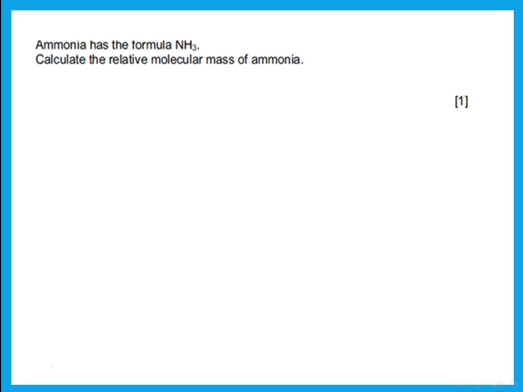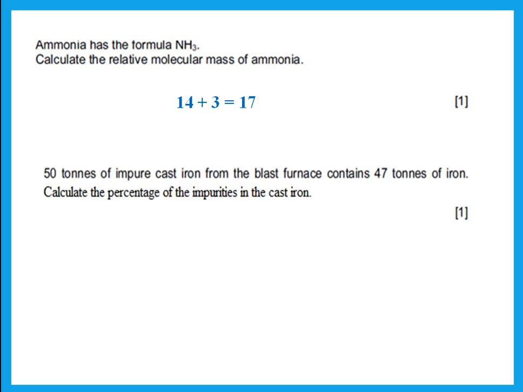The same here if he's telling me to calculate ammonia. Ammonia, nitrogen is 14 plus 3 hydrogens, that is 17.